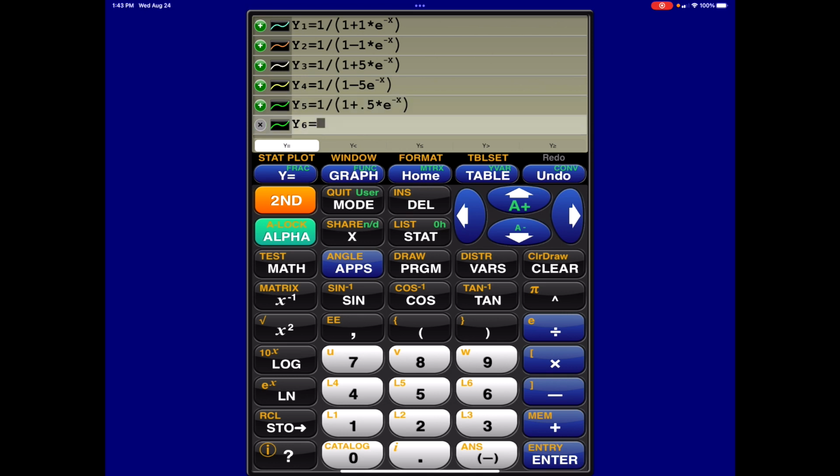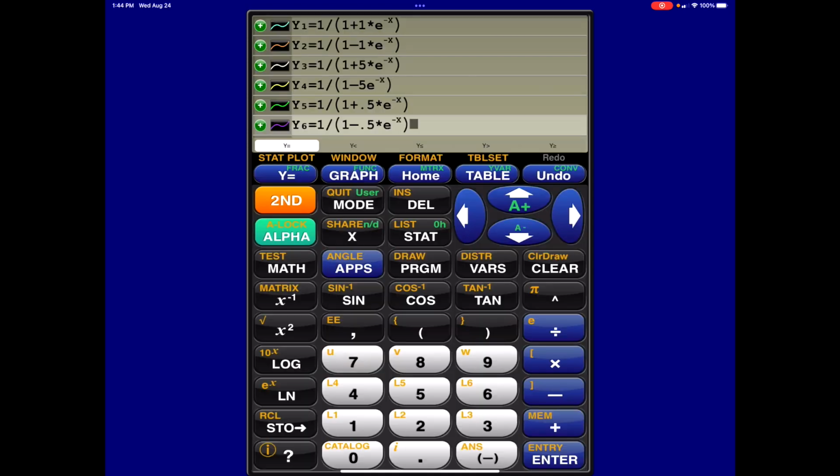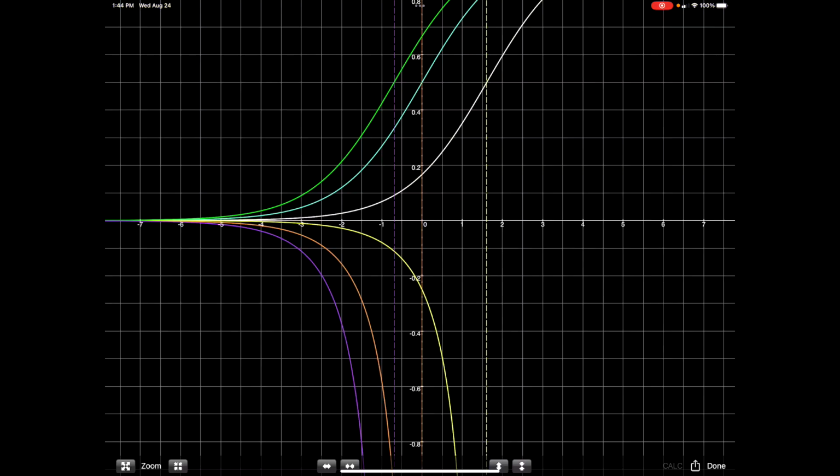And so y6 will be 1 divided by the quantity 1 minus 0.5 times e to the negative x. Groovy? So there's going to be 6 different graphs. Let me make sure we get different colors. I think they're all slightly different colors. Groovy. And then I'm going to go to graph, and check it out. We've got all this different information.